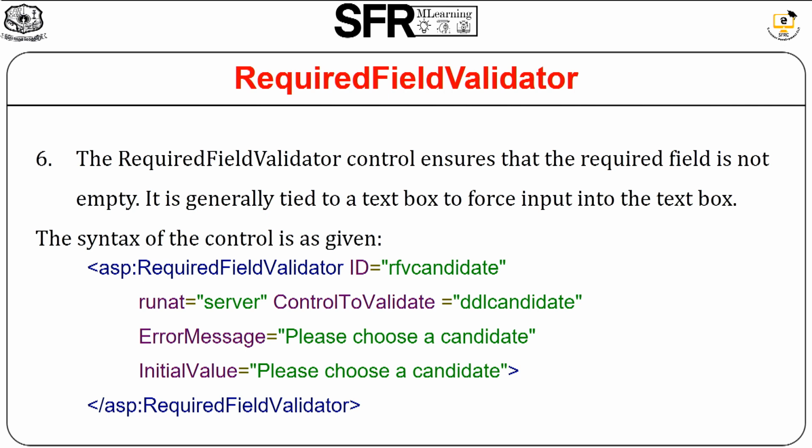The next attribute we should give is initial value. Initial value is nothing but the value that should be in the text box before the user gives the value. So the attributes for the required field validator are the ID, run at, control to validate, error message and initial value. So for the required field validator control, we have 5 attributes.